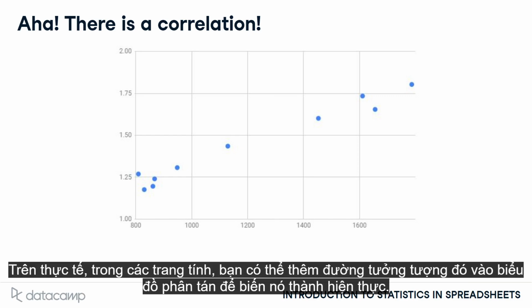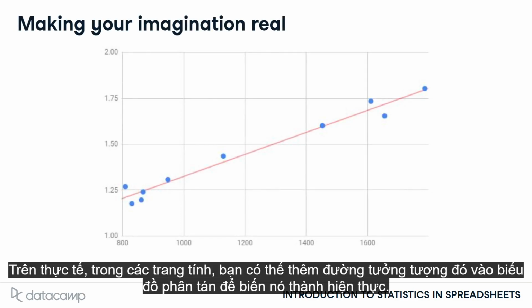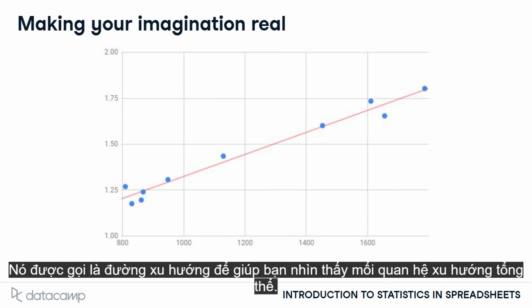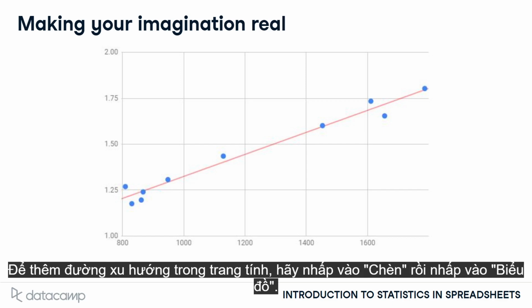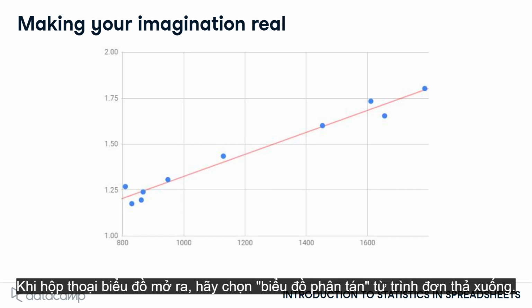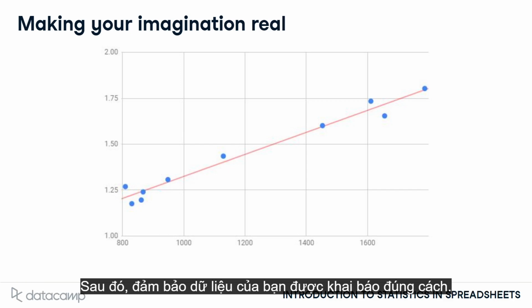In fact, in Sheets, you can add that imaginary line to a scatterplot to make it real. It's called a trend line to help you see the overall trend relationship. To add a trend line in Sheets, click Insert, then Chart. Once the chart dialog opens up, select Scatter Chart from the dropdown. Then ensure your data is declared properly. This will add a scatter plot to your sheet.